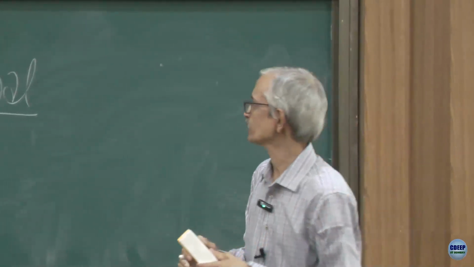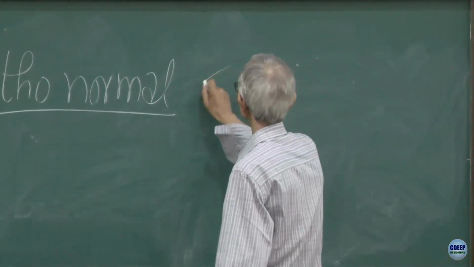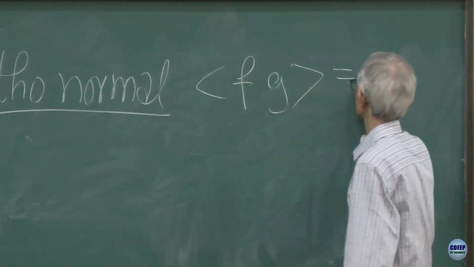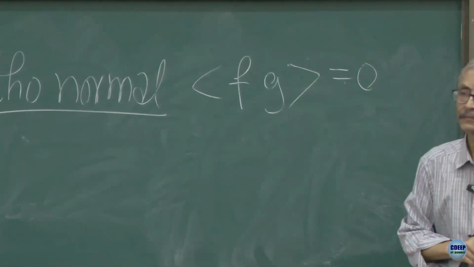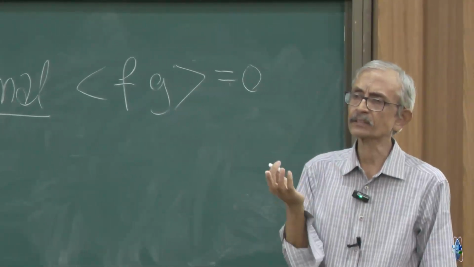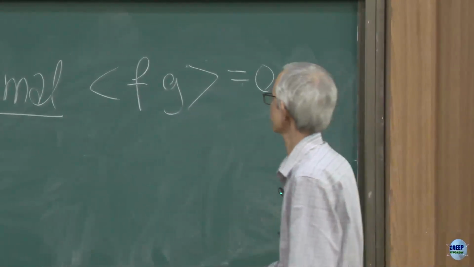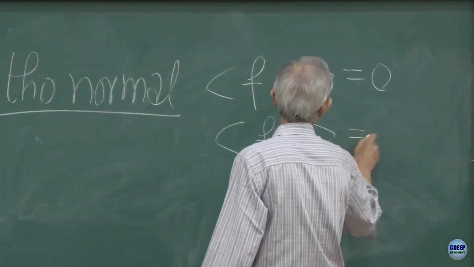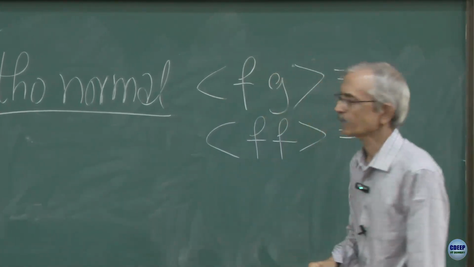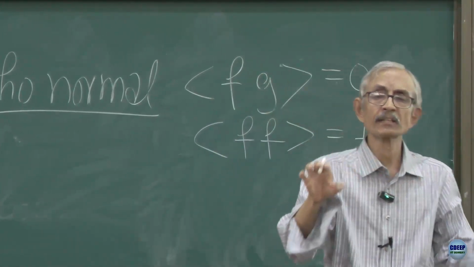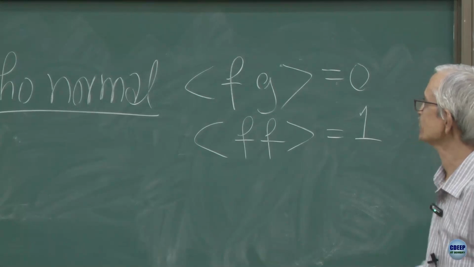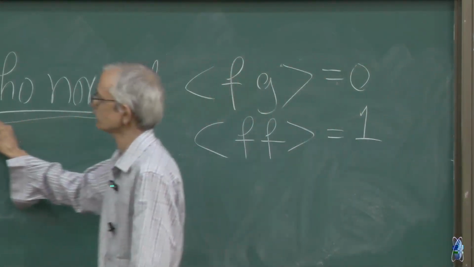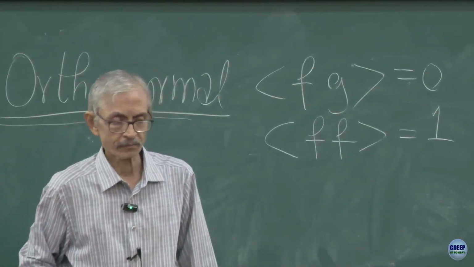The inner product is 0. So the inner product of the functions is 0, and the inner product with itself is unity. So the inner product with itself is unity, and the inner product with any other so-called basis function is going to be equal to 0. So that qualifies for being an orthonormal function.